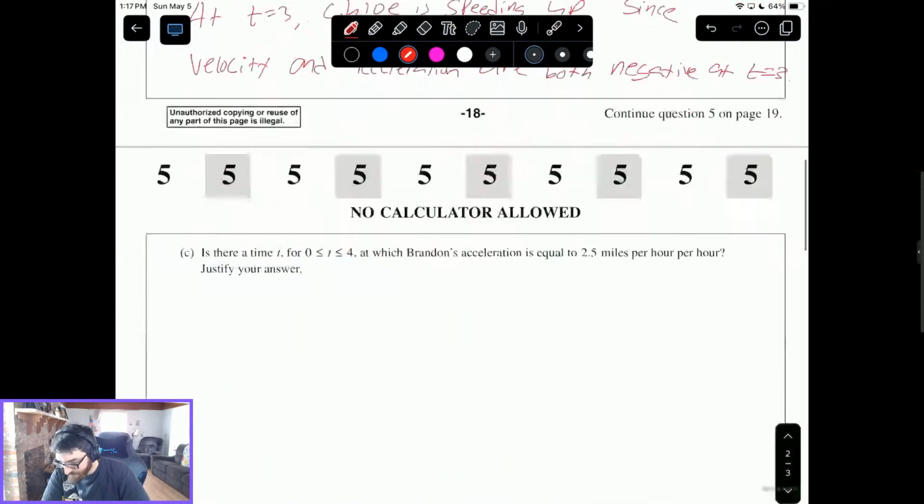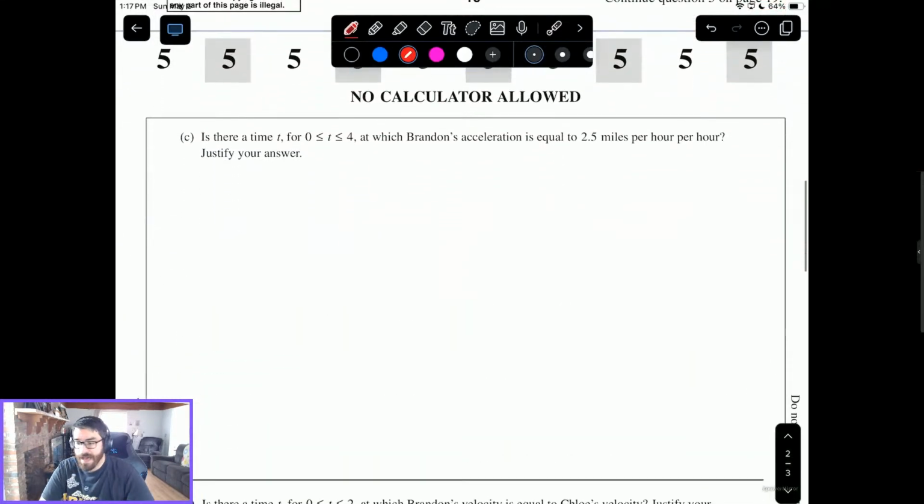Letters C and D now start us on that path of mean value, intermediate value. What's the difference between the two? When do you know which to use? Okay, so let's read this question. It states, is there a time between 0 and 4 at which Brandon's acceleration is equal to 2.5? Now, justify my answer, of course.